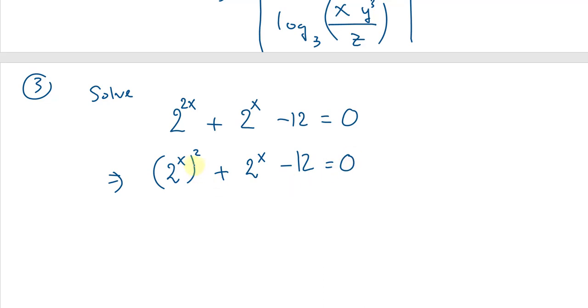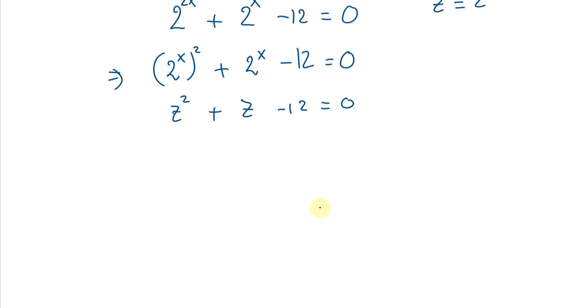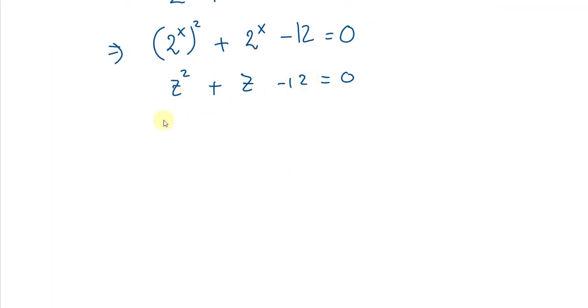And I see that we have 2^x here, 2^x here. So maybe we can do something with 2^x. Let z be 2^x. Now anywhere you see 2^x, that becomes z. So z squared, plus 2^x is now z, minus 12 equals 0. And from here, you can solve for z by factoring.